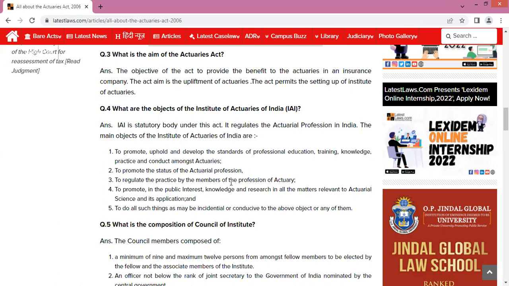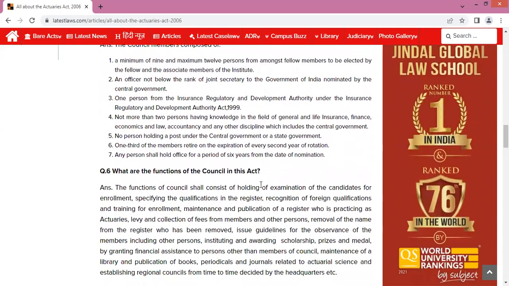So what is the composition of the Council of the Institute? It has a number of members, a minimum of 9 and a maximum of 12, from among fellow members to be elected; an officer not below the rank of Joint Secretary to the Government of India nominated by the central government; one person from the Insurance Regulatory and Development Authority under the Insurance Regulatory and Development Authority Act 1999; and not more than 2 persons having knowledge in the field of general and life insurance, finance, economics, law, accounting and any other discipline, nominated by the central government. You should have all that knowledge, finance, economics, law, accountancy, everything, right?